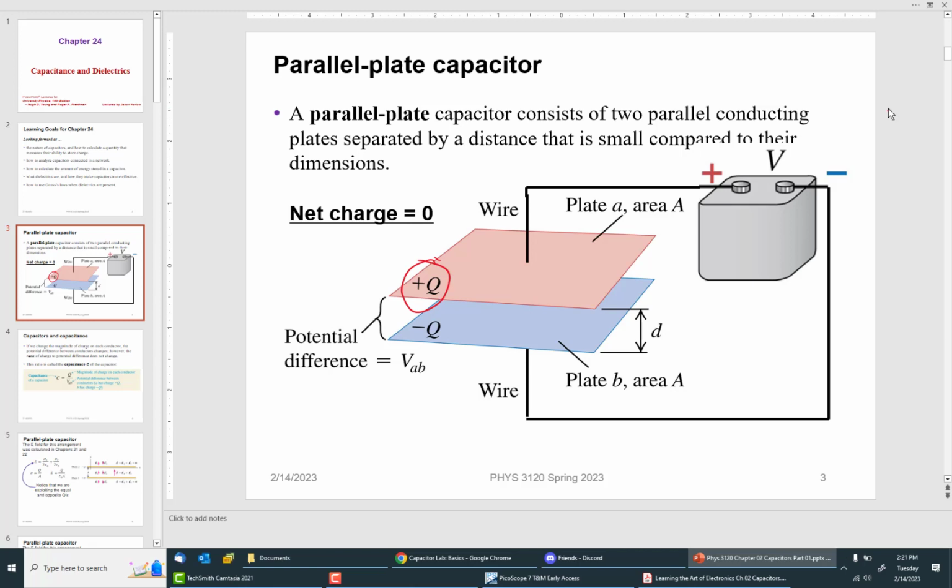What the heck is that noise? And yeah, the separation, D. So we have Q and V and D and the area. As always, V almost always means a delta V, and here they're calling it VAB. I suppose that's all right. We usually think of that as the terminal voltage, but this is labeled plate A and plate B.